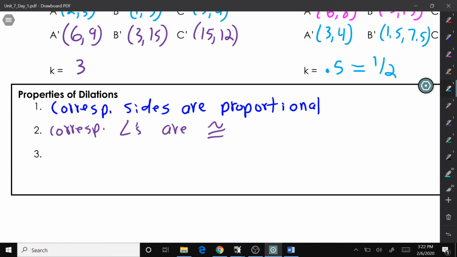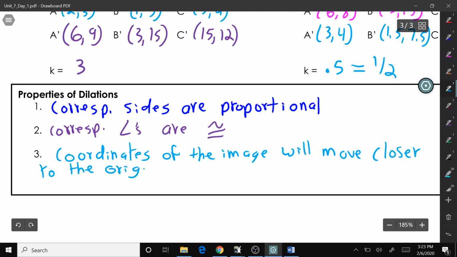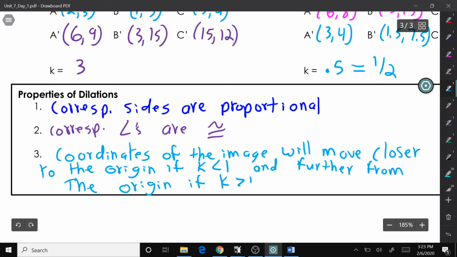And now the last one is kind of wordy, and it makes more sense from the pictures above than from writing. The coordinates of the image will move closer to the origin if k is less than 1 and further from the origin if k is greater than 1.